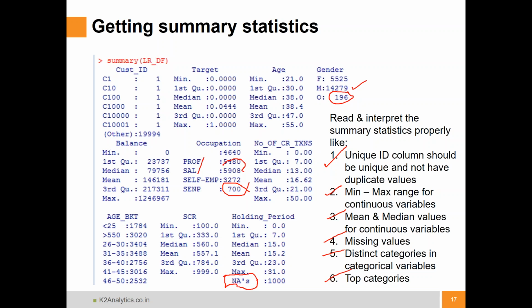Holding period tilde balance plus age. We saw the linear model. I build a linear model and I'll get a linear equation. I know balance is populated everywhere, and credit transaction is also populated. Keeping aside those 1,000 transactions, from the remaining 19,000 I can build a linear equation. Once I get a linear equation, for those 1,000 records I know what is balance and what is credit transaction.